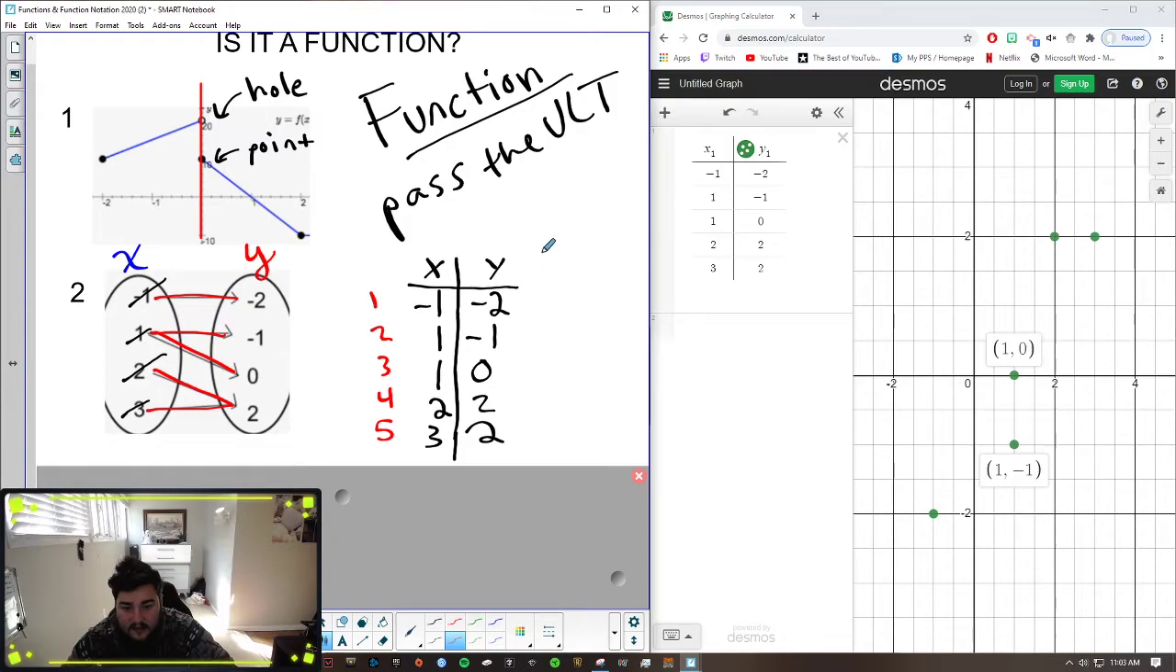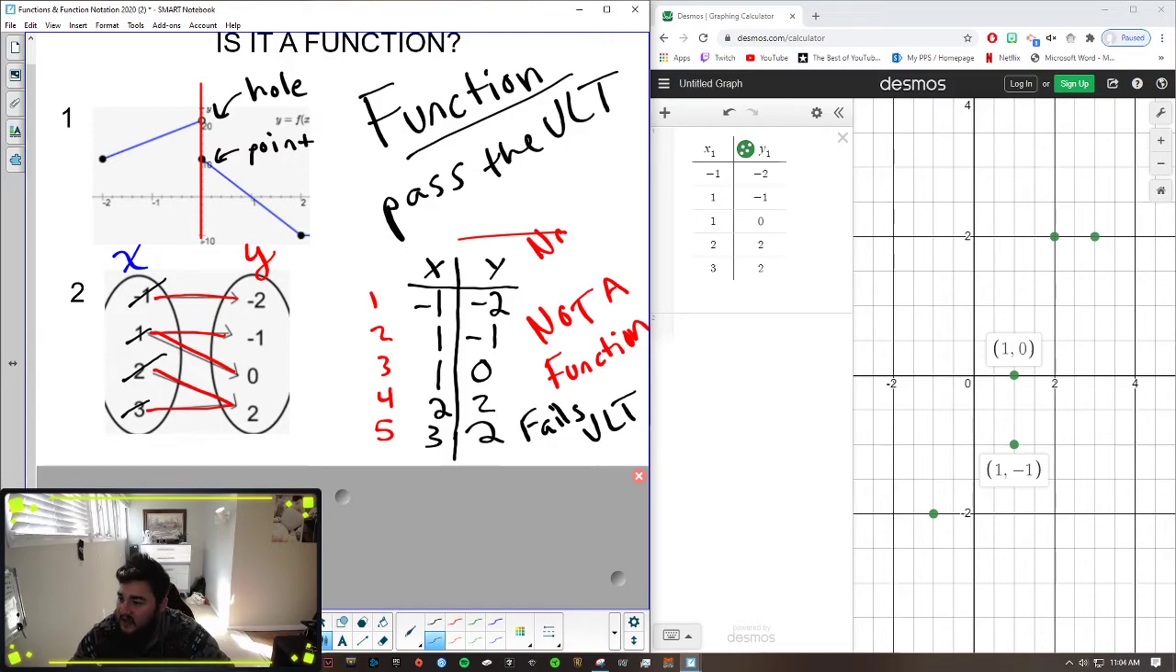This is not a function. Okay, and our reasoning is because it fails the VLT, it fails the vertical line test.